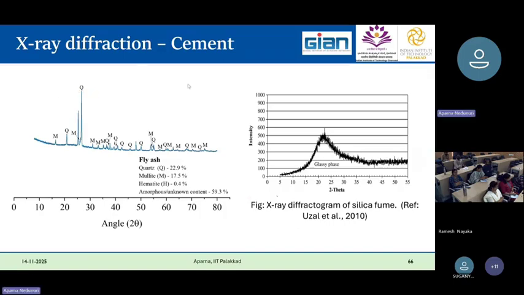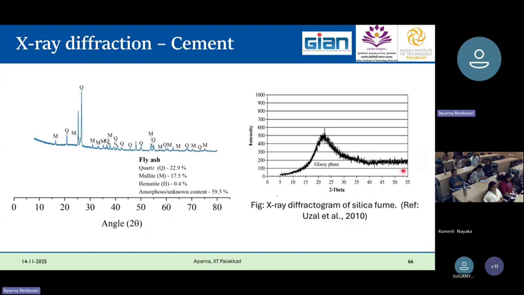And these are the XRD patterns for fly ash. In fly ash, we have mullite as one of the phases. We have quartz, we have hematite, and the remaining portion is unknown, or it can also be the amorphous nature of your material. Over here, the amorphous content is accounting for somewhere around 59.3%.